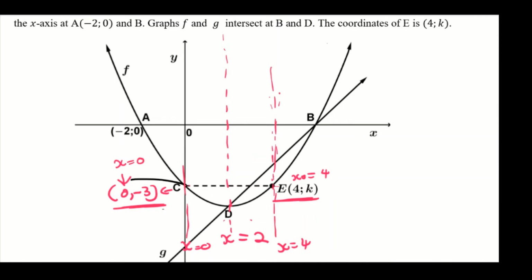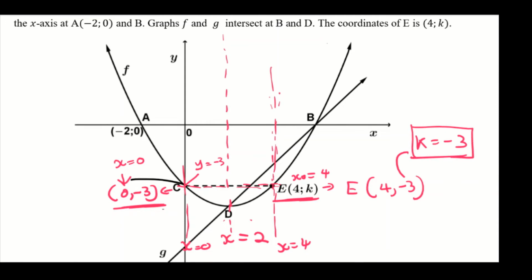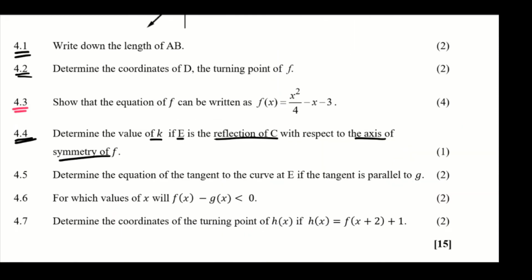But the y values remain the same. So here, the y value was equals to minus 3. The y value will remain here. So the coordinate of E will be 4 and minus 3. So meaning that our k value is equals to minus 3. So that is how we find this k being equals to minus 3.